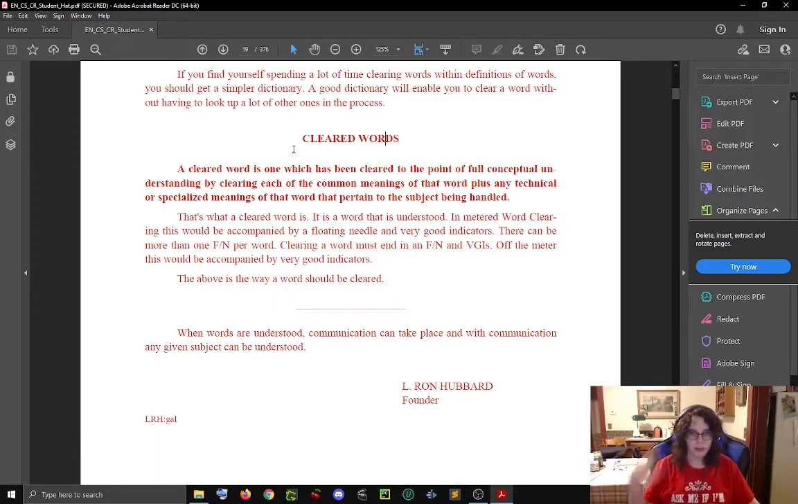In metered word clearing using an e-meter, this would be accompanied by a floating needle and very good indicators. These are end phenomena of auditing or word clearing in this case. Basically, supposedly showing that you understand what's going on. There can be more than one floating needle per word. Clearing a word must end in a floating needle or very good indicators. Off the meter, this would be accompanied by very good indicators. The above is the way a word should be cleared. When words are understood, communication can take place, and with communication, any given subject can be understood.